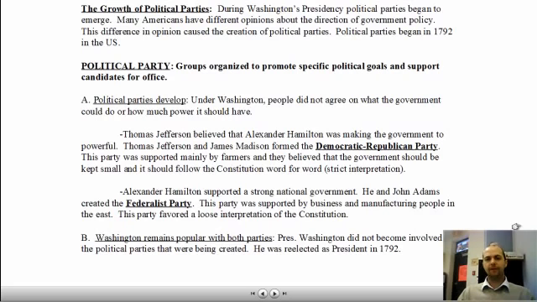Now Washington, he remained popular with both parties because he didn't even become involved in either of the parties. And so in 1792, he was reelected as president.